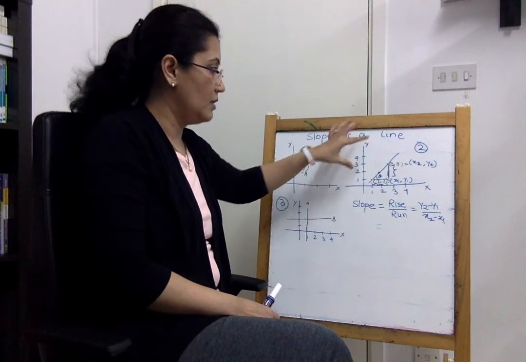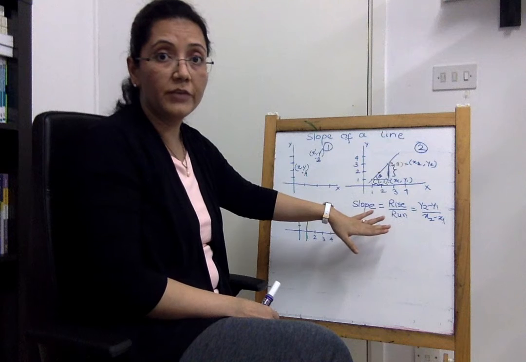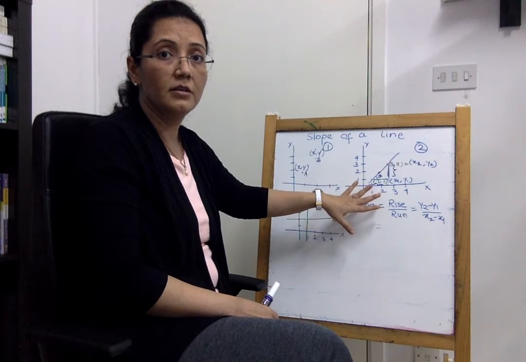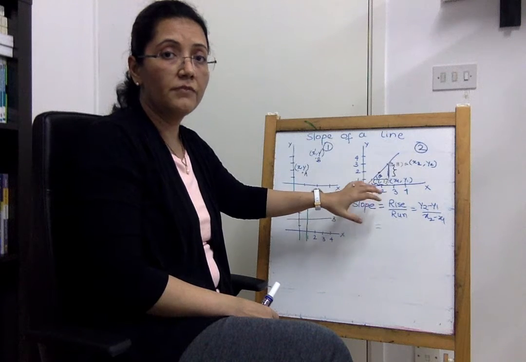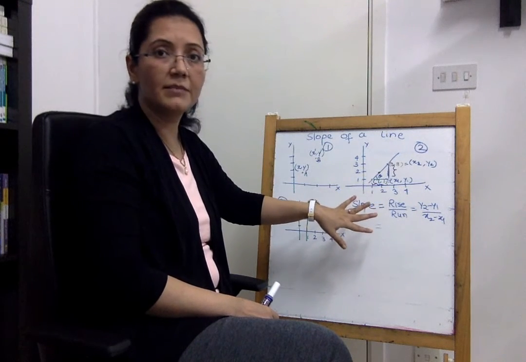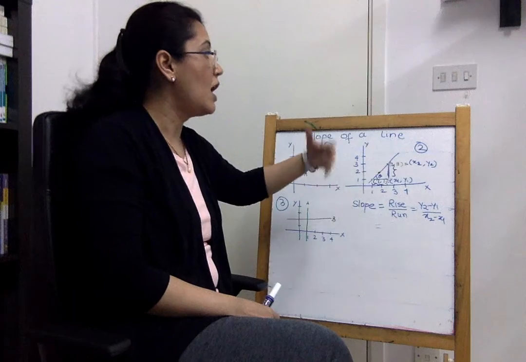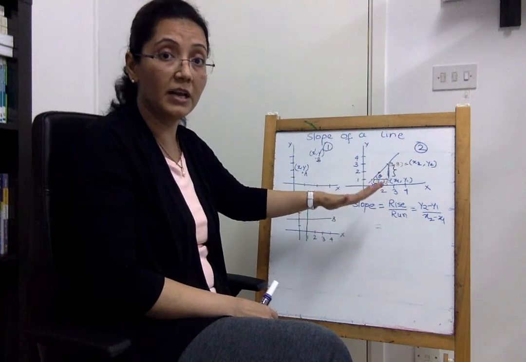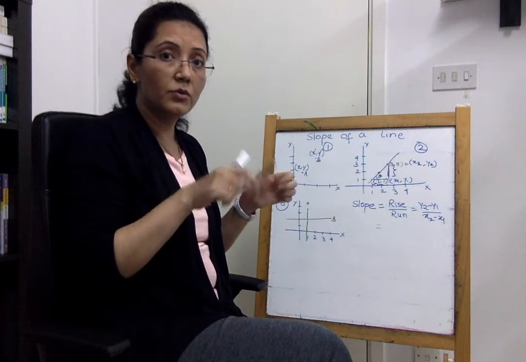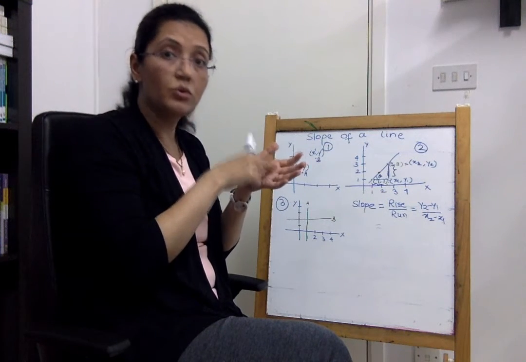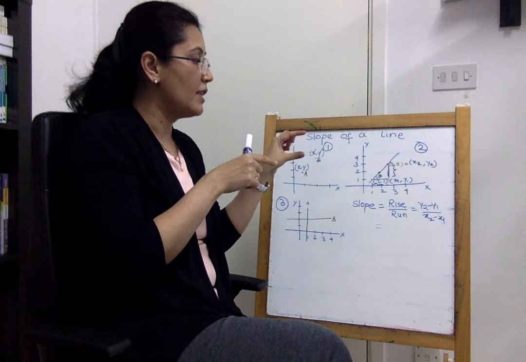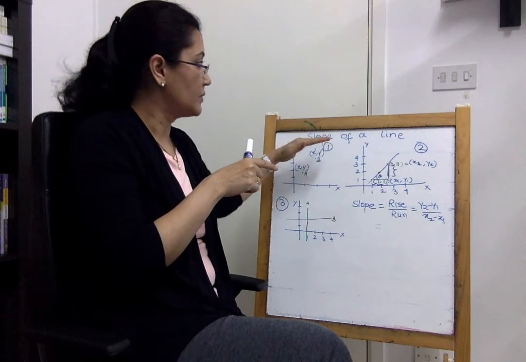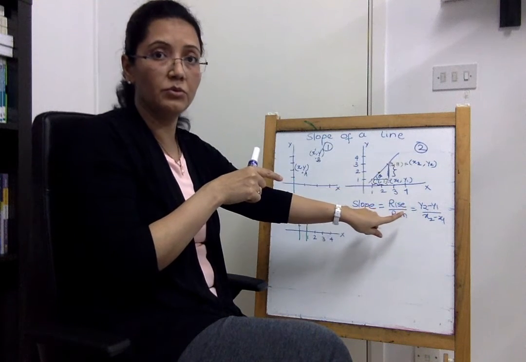Is this explanation fine for everyone, or does anybody have any question related to it? If not, then let's look at some examples of how to find the slope of a line if we are given some graphs. We are going to identify 2 points on that line, and then find out the slope of that line using this rule.